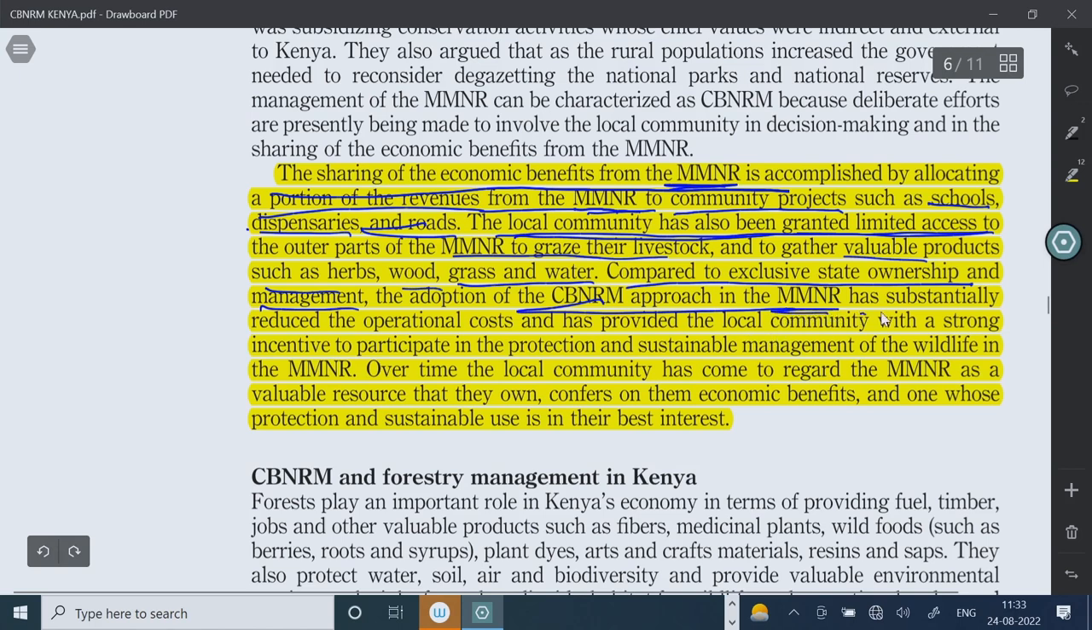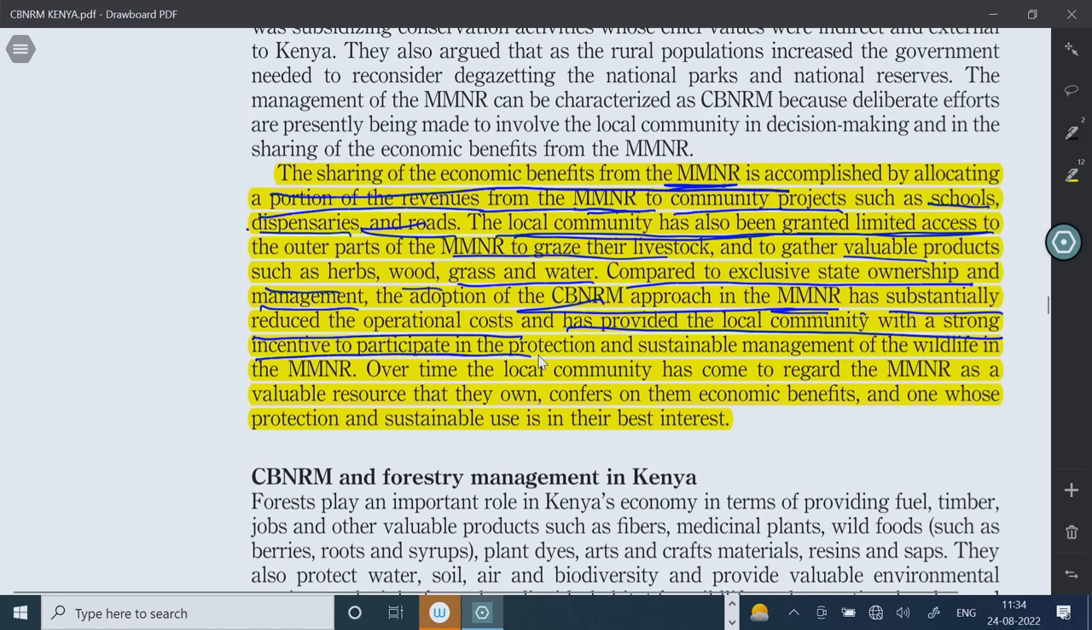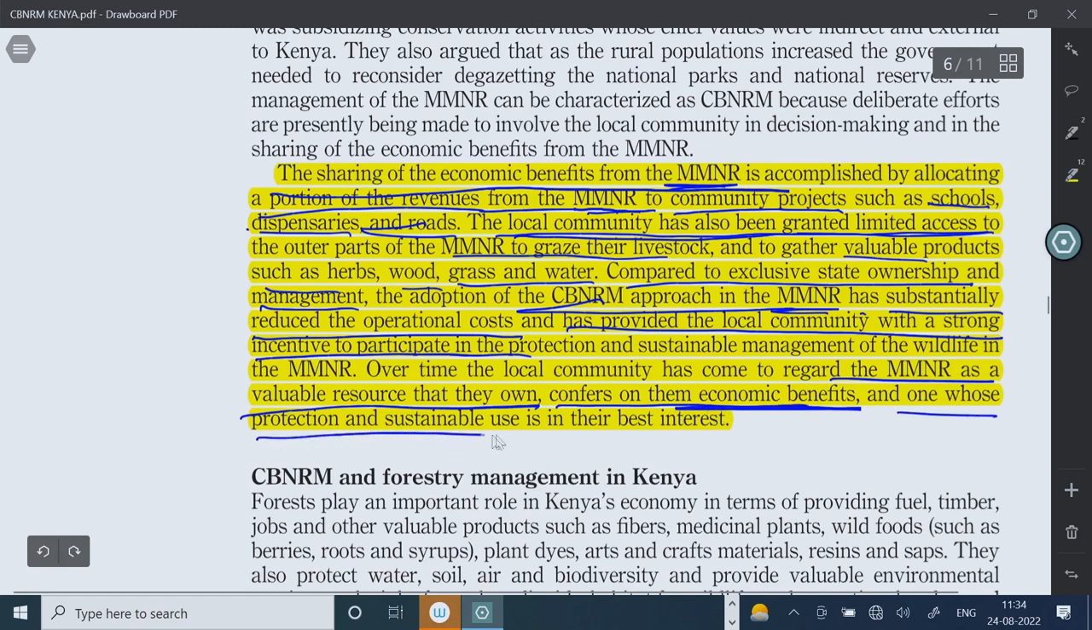So compared to exclusive state ownership and management, the adoption of the CBNRM approach, where the community is also partnered in the Maasai Mara area, has substantially reduced the operational cost. And it has been seen that this has provided the local community with a strong incentive to participate in the protection and sustainable management of wildlife in that area. So people felt that they are also part of this Maasai Mara National Reserve. They are not aliens. Over time, the local community has come to regard and respect Maasai Mara National Reserve as a valuable resource that they own, that confers on them economic benefits, and one whose protection and sustainable use is in their best interest.